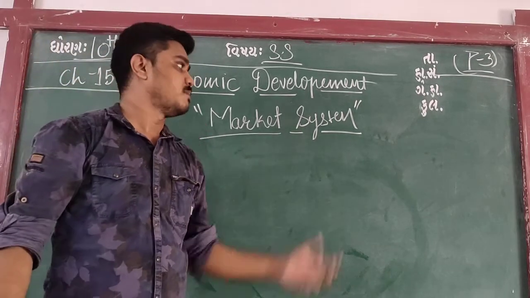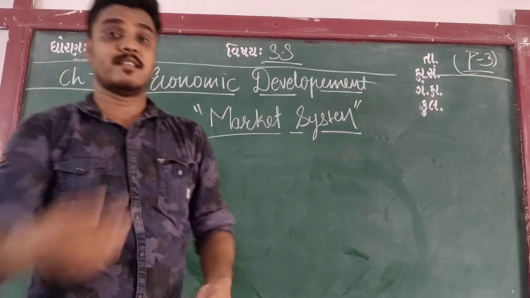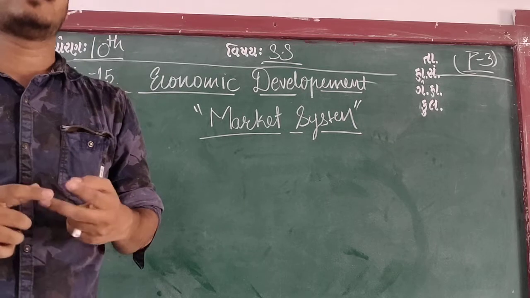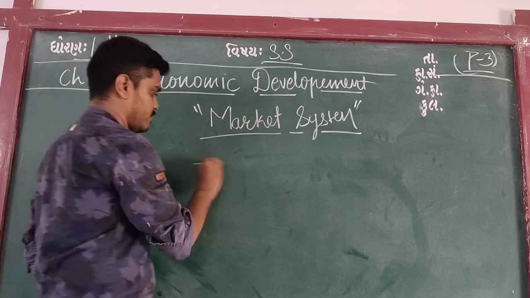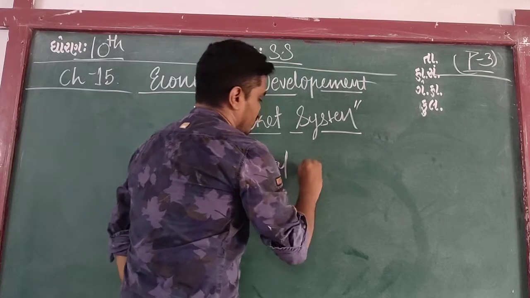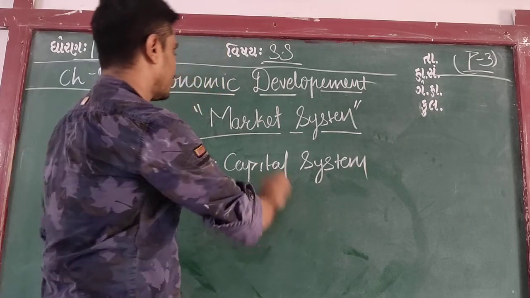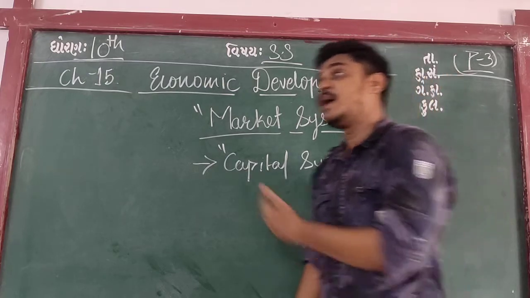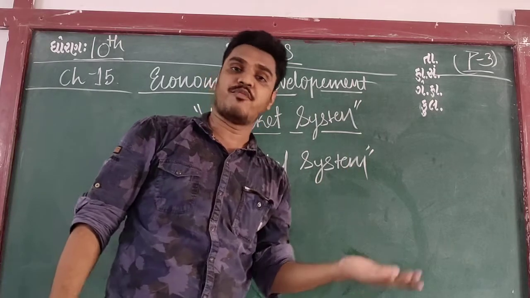Market system and socialist system. First, we will discuss the market system. Market system means what? First of all, which countries adopt this system? We have nations like America and Japan. It is also called the capitalist system. It is mostly dependent upon profit.